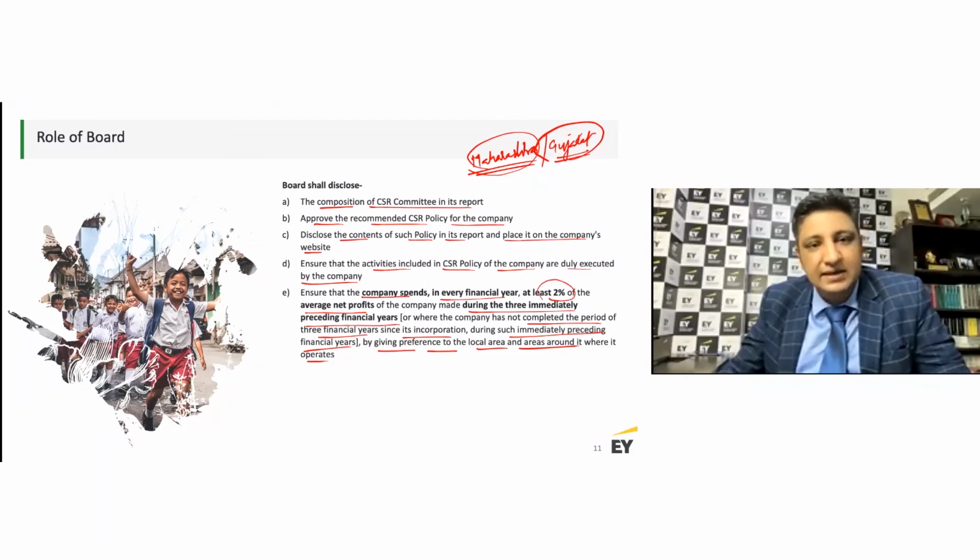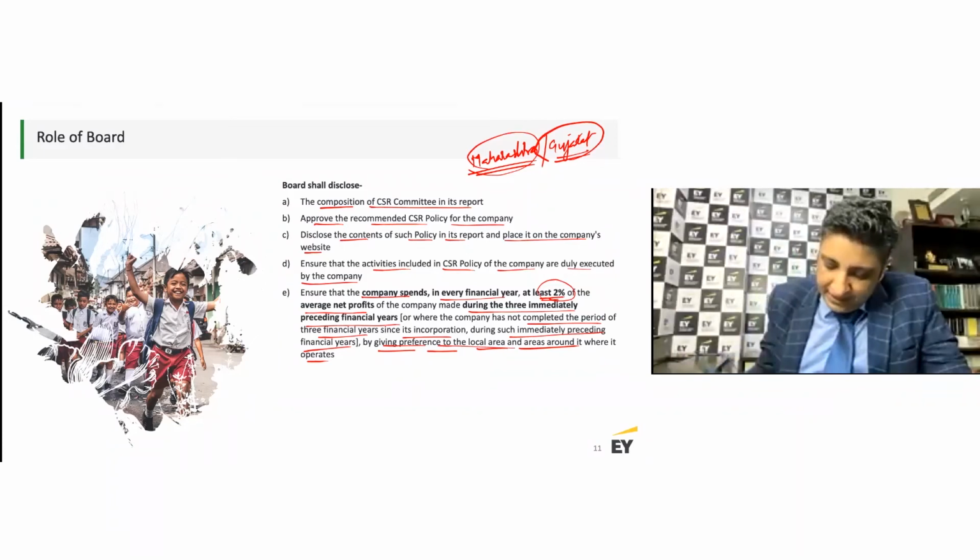So when you look at these disclosures, that's where you probably start building a connect around why there is more spending in a particular state than in some other states. When you look at all these aspects, that's where the 2% of average net profit would have a role to play. So that's what you want to remember.